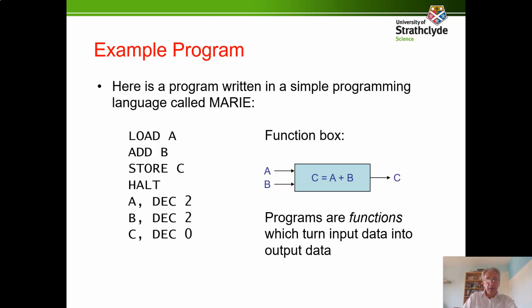We could do that perhaps rather more simply by drawing it like this as a function box. A function box takes some inputs, here A and B, calculates the value C by adding A and B together, and then outputs the value C. So when we're thinking about a problem, this might be an easier way to think about it. Programs are functions that turn input data into output data. So there's three important bits. What's the input to this box? What's the clever stuff that it does in the middle to do the calculations? And then what's the output?